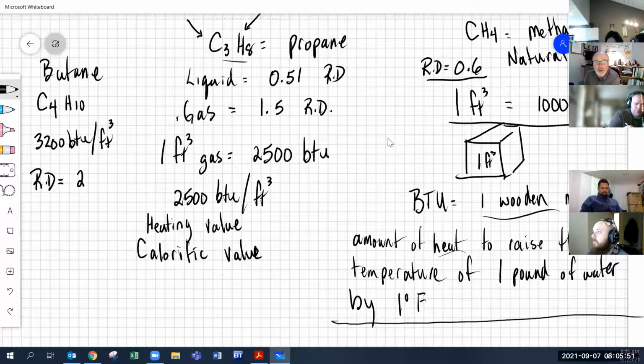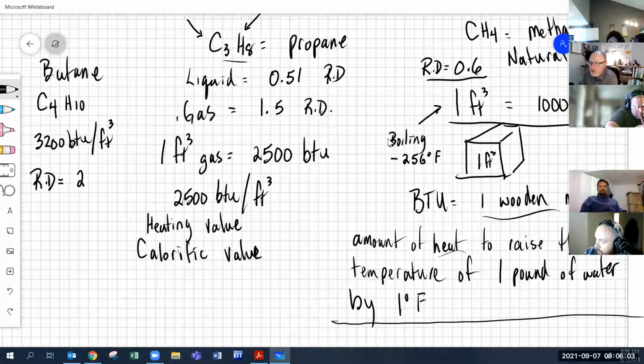The boiling point for natural gas is minus 256 degrees Fahrenheit. Meaning, if it's a liquid and at any temperature above that, that liquid will vaporize.